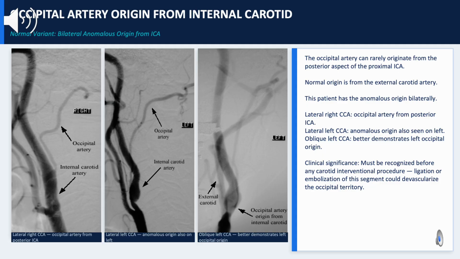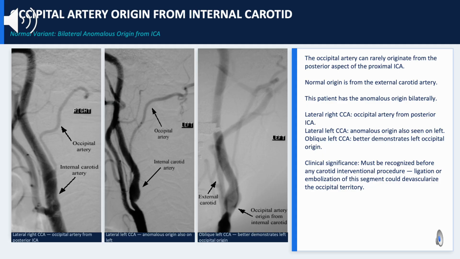If unrecognized, any procedure on the proximal ICA, stenting for stenosis, coiling of a near bifurcation aneurysm, balloon occlusion testing, could simultaneously devascularize the occipital territory bilaterally. The three-view documentation is the correct approach. Lateral right CCA, lateral left CCA, and oblique left CCA confirm the anomalous origin from multiple angles.